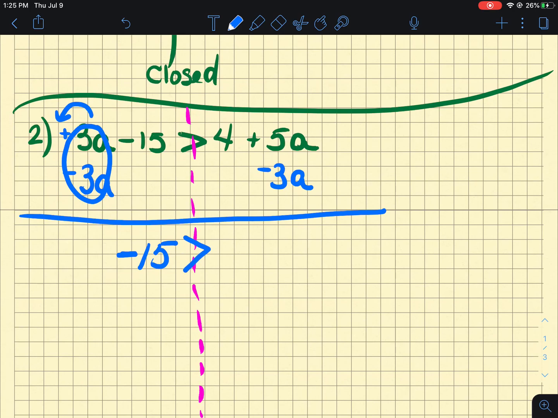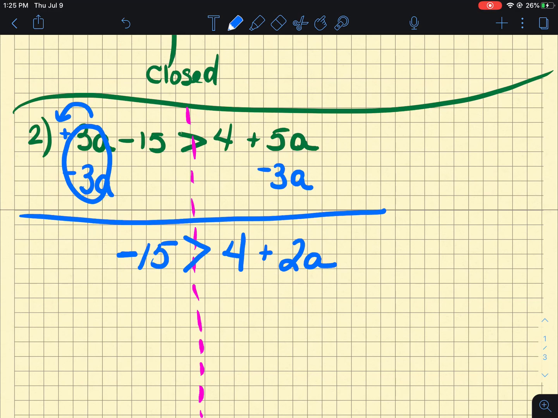I remember that it's a greater than sign because of my dotted line. I didn't mess with the 4, so I leave the 4. And 5 minus 3 is 2, so now I have a 2a. I still haven't finished dealing with my adding and subtracting because there's still an addition there.